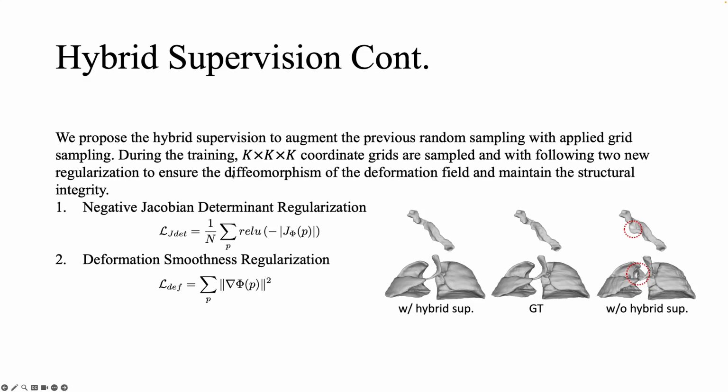During the training, k by k coordinate grids are sampled, and then the training is combined with two new regularizations specially applied for this coordinate grid: the negative Jacobian determinant regularization and the deformation smoothness regularization. With these new regularizations, we can ensure the diffeomorphism of the deformation field and maintain the structural integrity. In this way, we have both global and local constraints for the shape deformation.